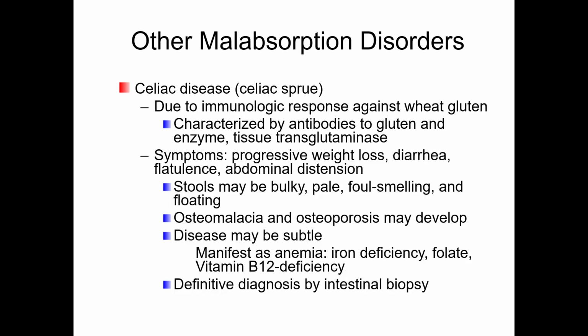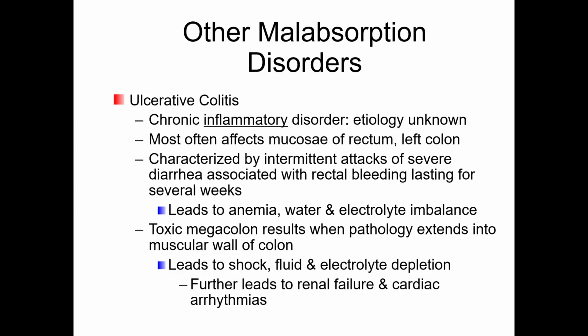Osteomalacia and osteoporosis may develop. The disease may be subtle. It manifests as anemia and iron deficiency, folate, or vitamin B12 deficiency. Definitive diagnosis is by intestinal biopsy.